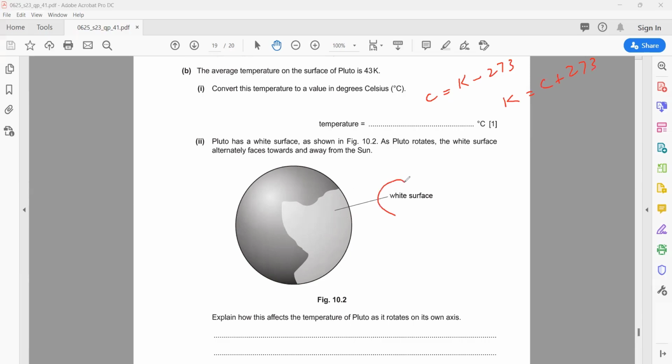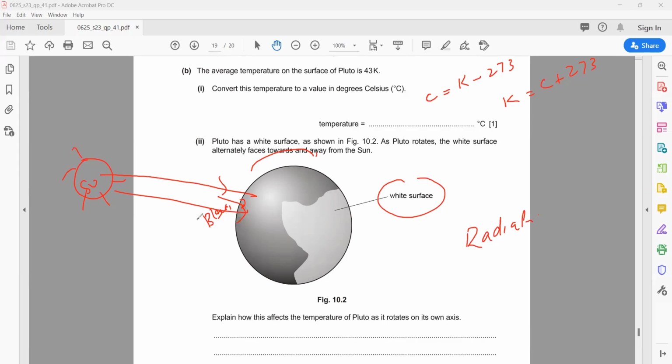See, this is a white surface. This is the black surface. So here they are using the idea of radiation. If the Sun is here, when it comes to this part, this part becomes hot very quickly if it faces the Sun. But at the same time, when it goes back, it also cools down very quickly.